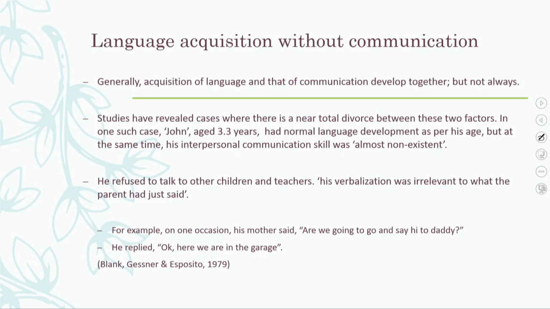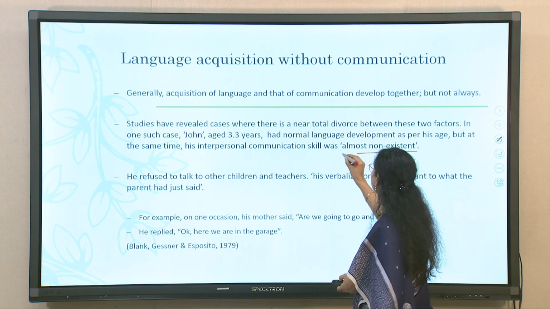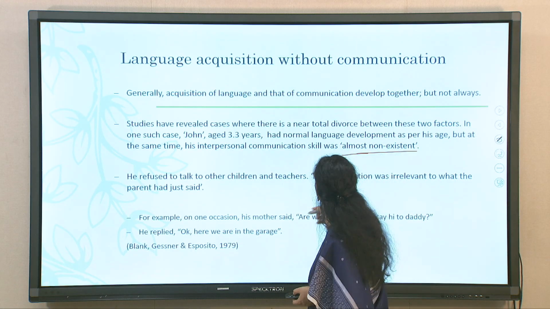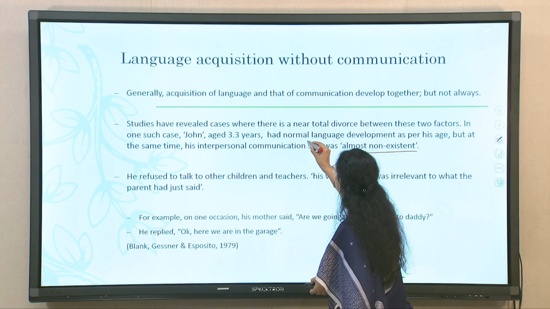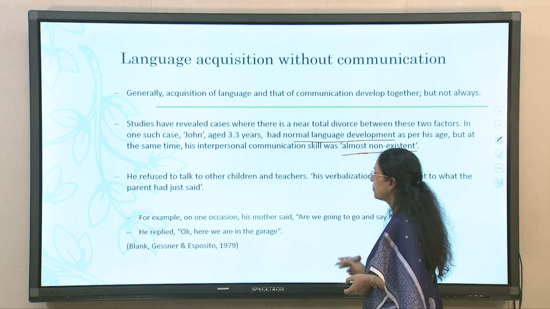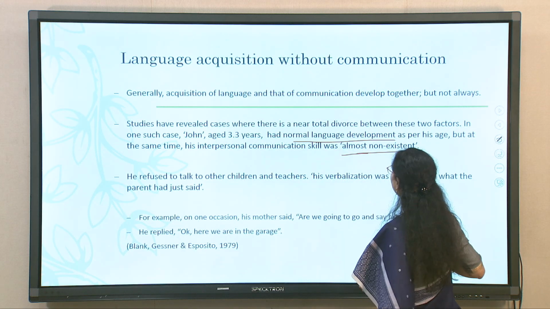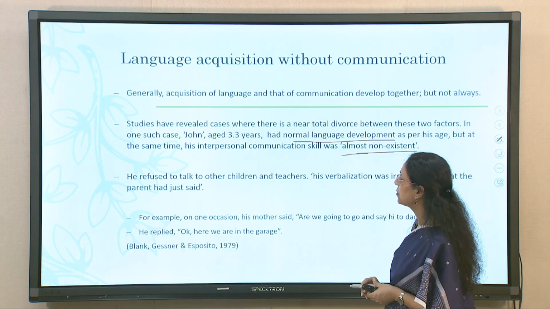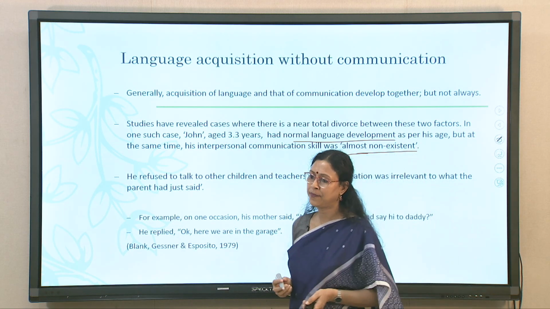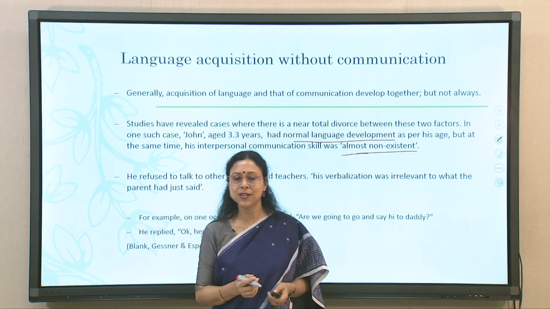So, one particular case, John, the name given to him, aged 3.3 years, had normal language development as per his age, but at the same time his interpersonal communication skills were almost non-existent. He hardly communicated with anybody even though his language development was normal. So, this was a case of non-cooperation between these two skills.